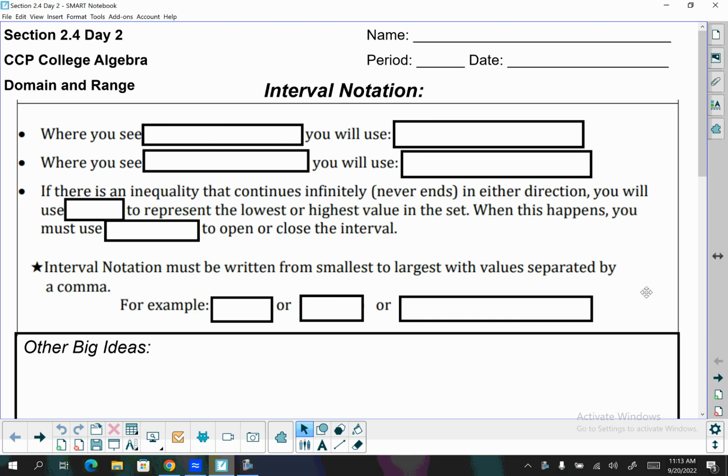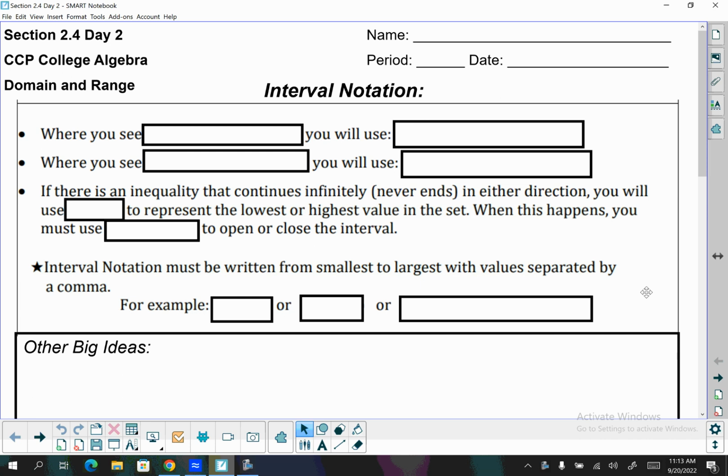So interval notation is a way to write domain and range, or just ways to write intervals of numbers to begin with. Anytime you write domain and range in this class, it needs to be in interval notation. If you do not use interval notation, you will lose points. So the alternative to interval notation is inequalities, where you say like x is less than 3 is less than 5 or something like that.